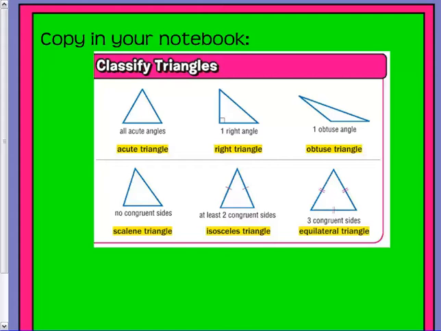Hey friends, today we're talking about triangles. Okay, so in your notebook, I need you to write down the different ways that you can classify a triangle. In this case, you can classify it as acute, right, or obtuse using its angles.